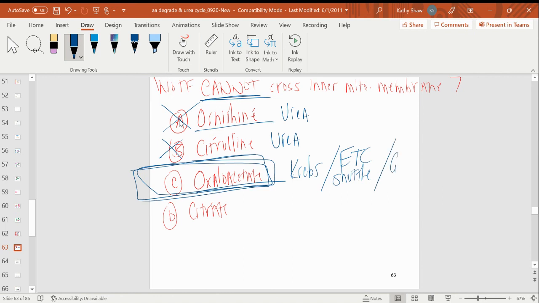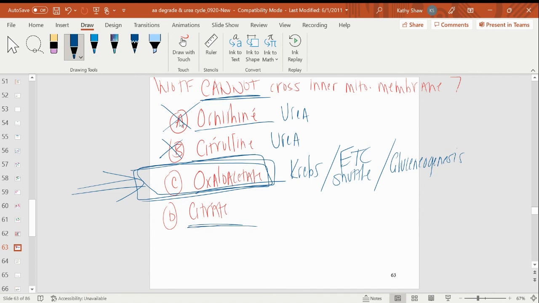Or where else did I see it? Gluconeogenesis. What was it doing? Well, if I'm in the cytoplasm, it's just going to keep on trucking to make me glucose. Or if I'm in the mitochondria, it's not crossing. It's got to go to malate to cross. So again, there's confirmation. It's my answer.